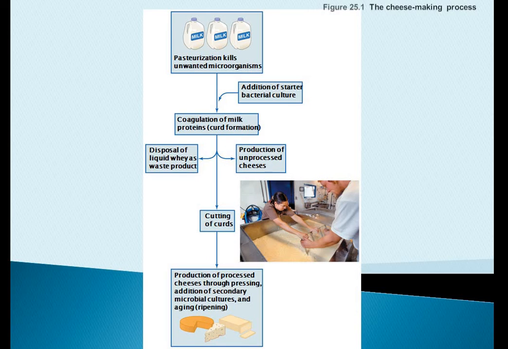Pasteurization kills unwanted microorganisms. Then comes the addition of starter bacterial culture. The next process is the coagulation of milk proteins, that is the curd formation. Next we have the disposal of liquid whey as a waste product and production of unprocessed cheese. And next we are cutting the curds. The next procedure is the production of processed cheese through pressing, addition of secondary microbial cultures, and aging and ripening.